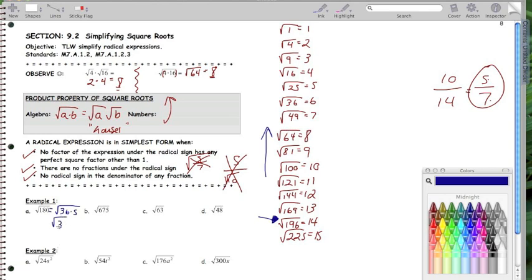Now, I'm going to give them each their own little house. 36 gets its own little house, 5 gets its own little house. Square root of 36, we know that's a perfect square, it is 6. Square root of 5, nothing else goes into it. If I were to look at my list, 4 doesn't go into it, 1, we're done. There, you have your first simplified radical expression.